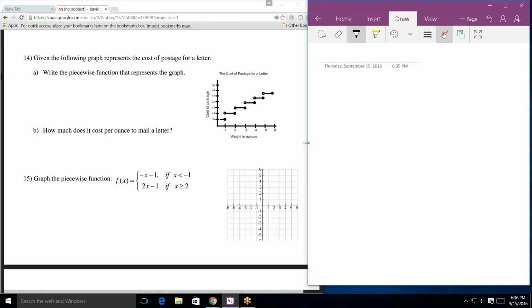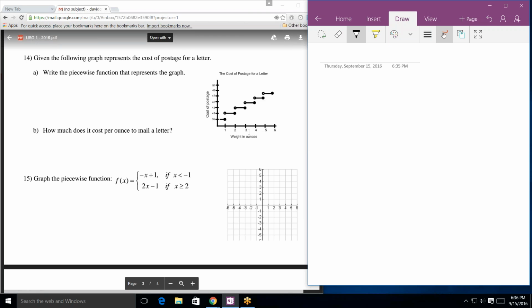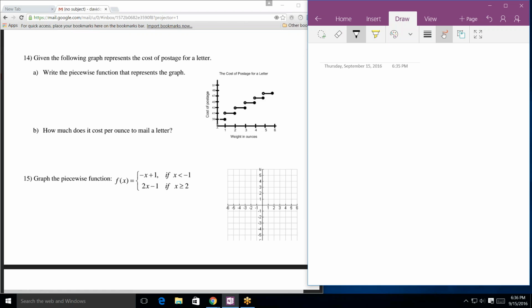14. There's a graph that represents the cost of postage for a letter. Now, I don't know if you've ever bought stamps to send a letter. Probably not, since nobody uses snail mail anymore. But the cost to send a 1.5 ounce letter is the same as the cost to send a 1 7/8 ounce letter. In other words, they break it down by ounces. If it's anywhere from 0 to 1 ounce, you pay 39 cents. If it's anywhere from 1 to 2, you pay 41 cents, and so forth and so on.